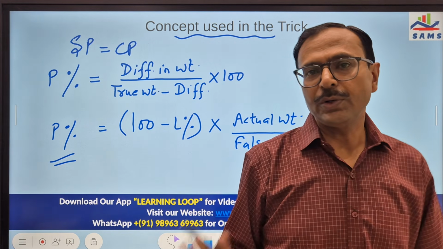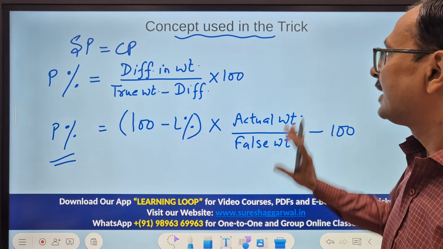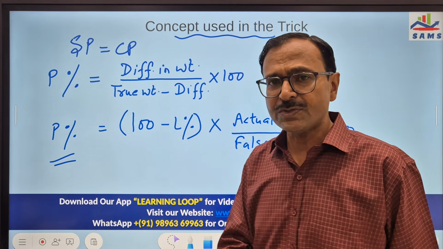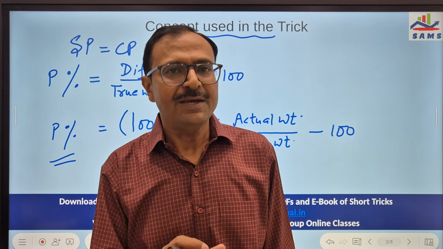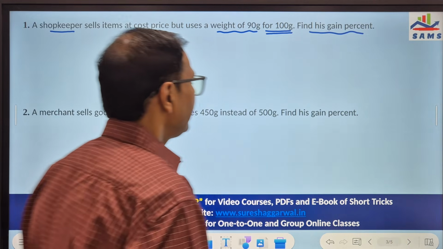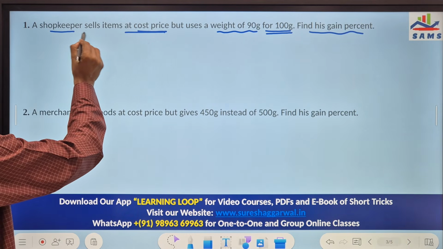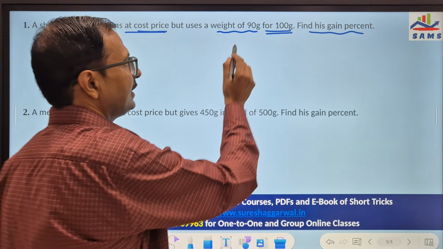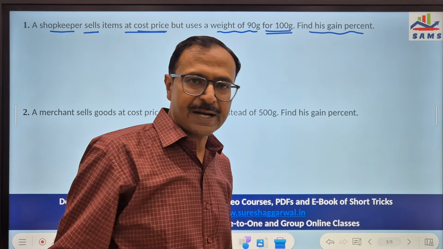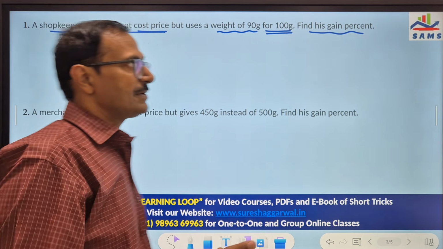Now these are the two tricks which you have to use in the questions which are following now. So let's see the first question. Here you can see cost price is equal to the selling price and 90 grams instead of 100 grams, and we need to find the gain percent.